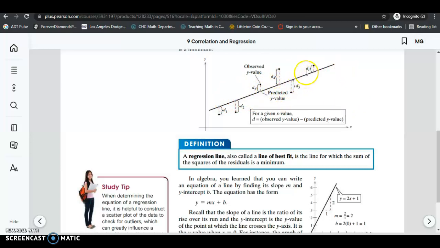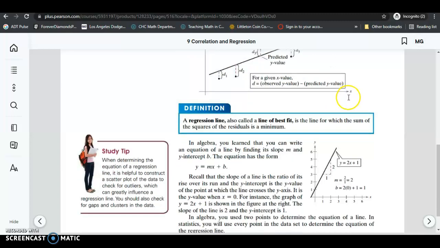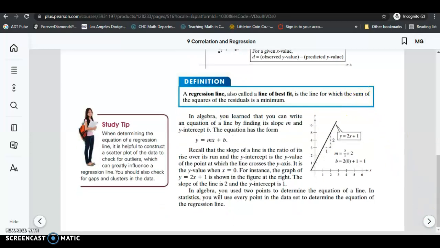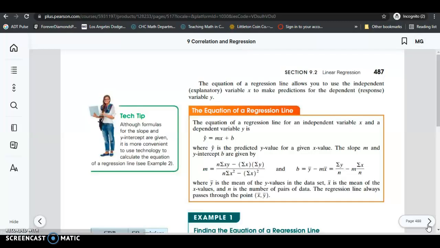Unfortunately, we don't have enough time to expand on that and really talk about what that means, so we'll go ahead and move on. But just realize that a regression line best models the data. Okay, so let's go to the next page.